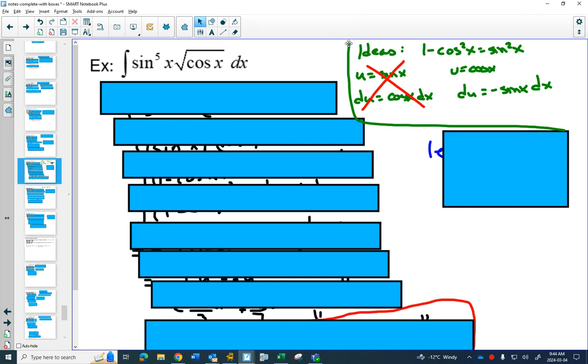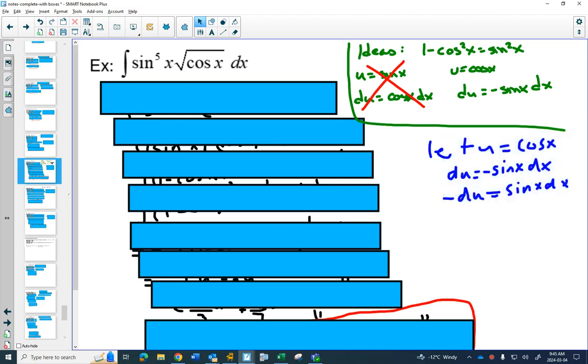because if I make u sine x, then du is cos x, but in my original equation, cos x is inside of a square root. So I think I would probably tend more towards, I think I want to use u as cos x, and then du is negative sine x. So if I let u equal cos x and du is negative sine x, well, I have no negative in my equation, so I'll pull that negative out to the other side.